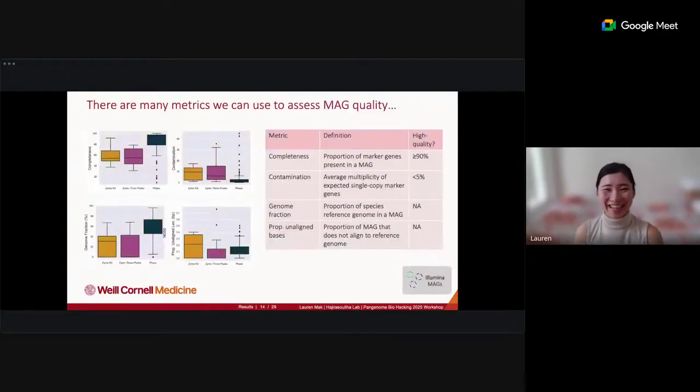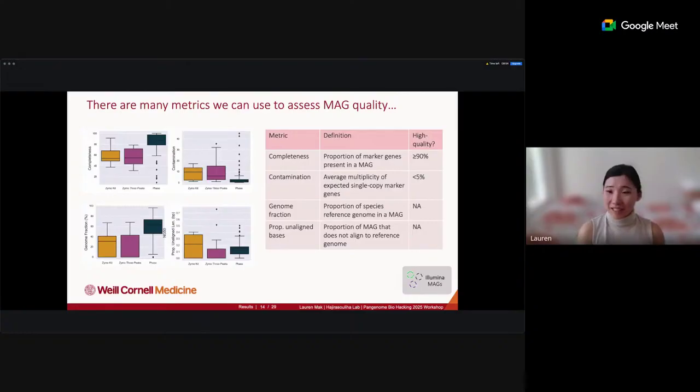So we're finally on data now. Let's say we've got our sequencing data sets. We've designed our workflow. We've created our hopefully high quality first pass metagenome assembled genomes. How do we find out if they are actually any good? There are a few metrics that we can use and that hopefully will be of use to you if you ever decide to work with metagenomics data. I've got a few metrics on the right: completeness, contamination, genome fraction, and proportion of unaligned bases. I picked these out for specific reasons.